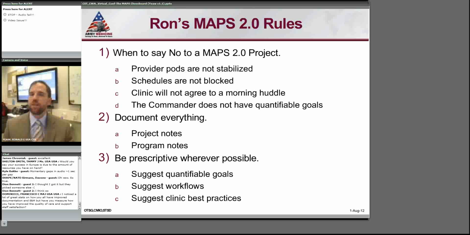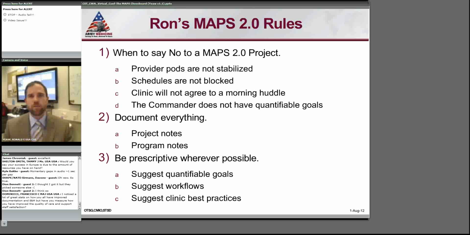Additionally, if the clinic commander doesn't have quantifiable goals, for me, that's symptomatic of a larger problem. That's symptomatic of a clinic that's not ready to undergo transformation. That's symptomatic of a clinic that's just trying to get from point A to point B. And folks, that's a very different thing. So if the commander doesn't come in and say, Ron, so glad you're here. We've been counting down the days for you and your team.